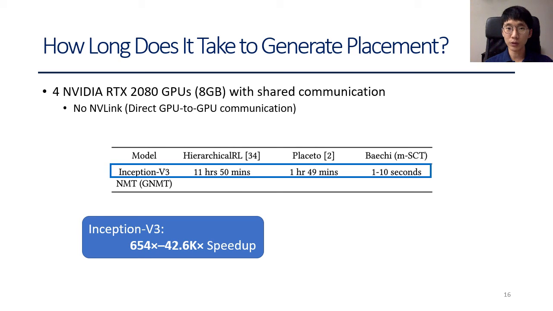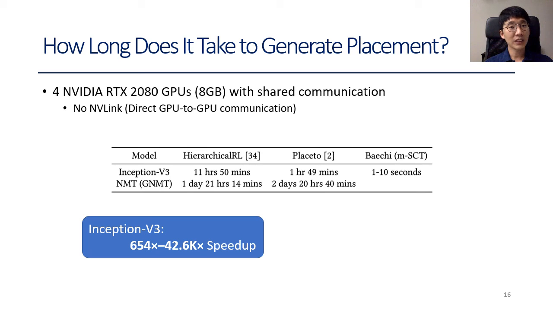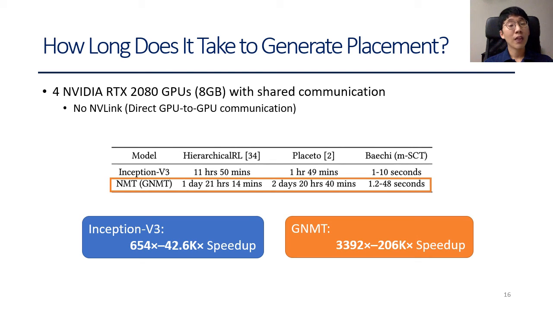For the NMT model, hierarchical RL takes about 2 days. Placeto takes around 3 days. Baechi finishes the placement within only 50 seconds. This is about 3,000 to 206,000 times faster than the learning-based approaches.